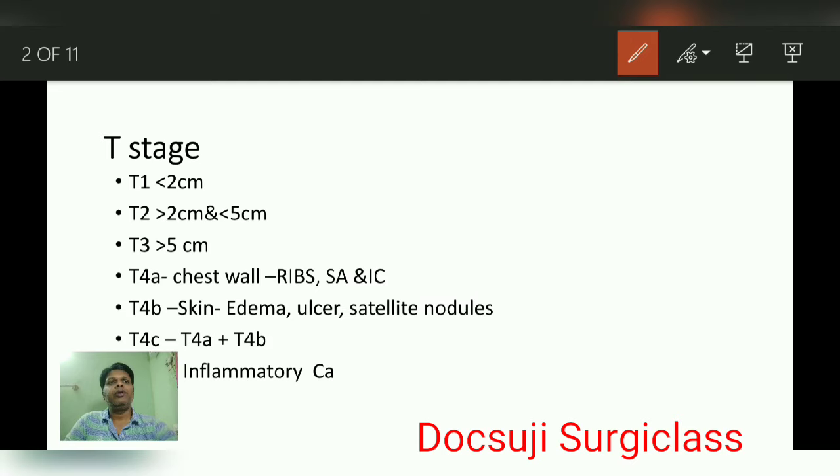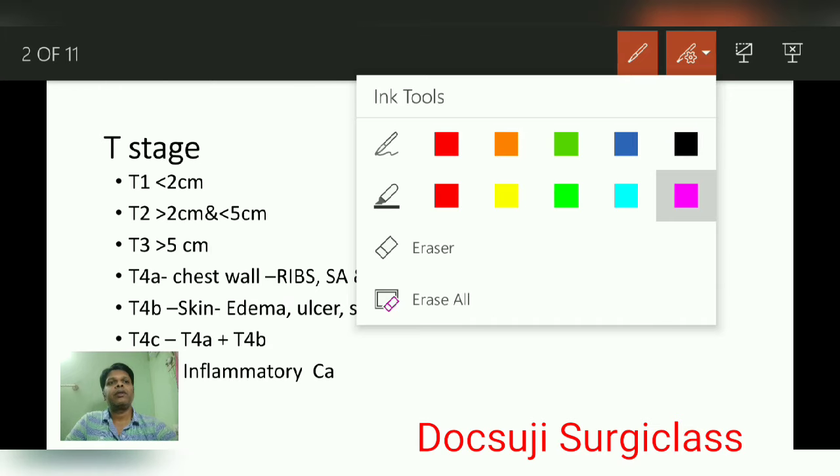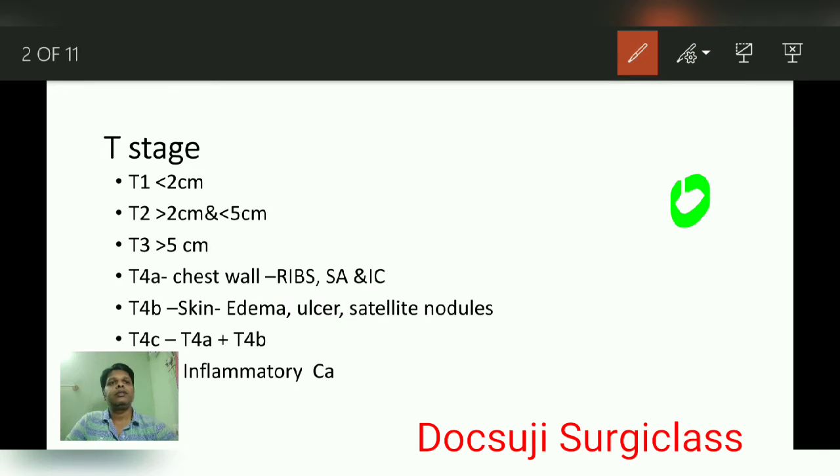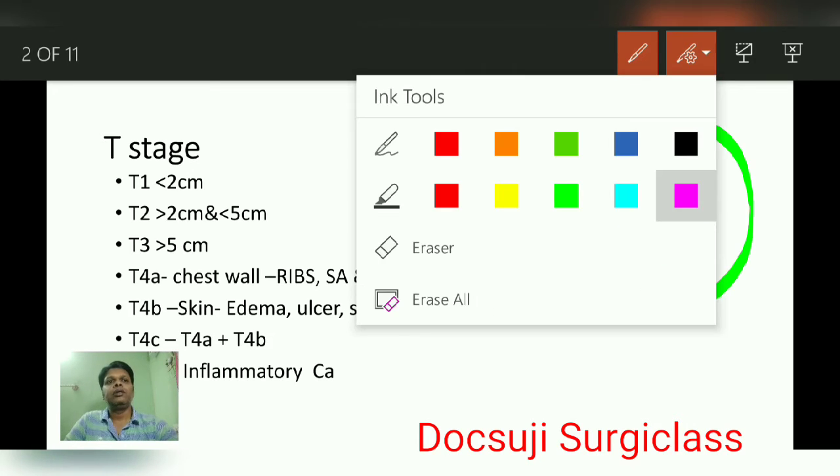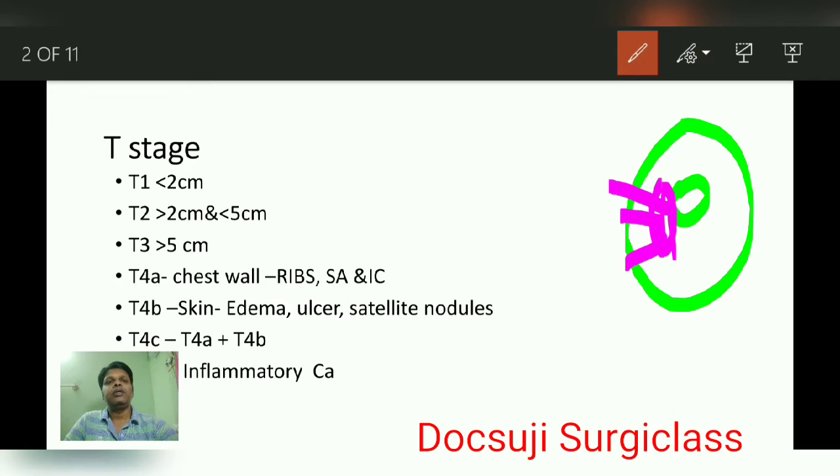T4, so what do you mean by T4? T4A. Okay, so consider this is the patient having the breast lump. The lump is there. This lump can infiltrate the chest wall, then it is called T4A. So what are the structures making up the chest wall? That is also very easy.